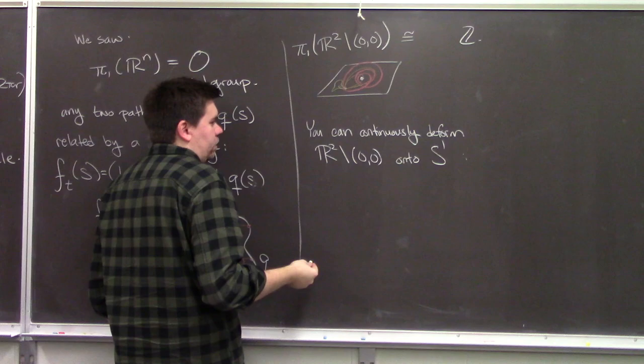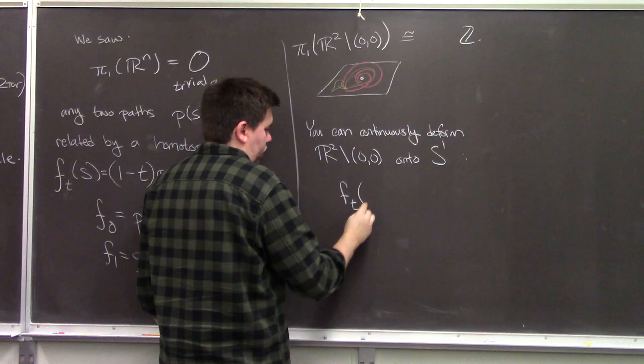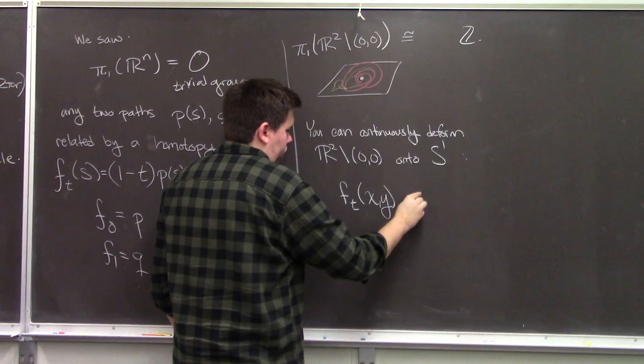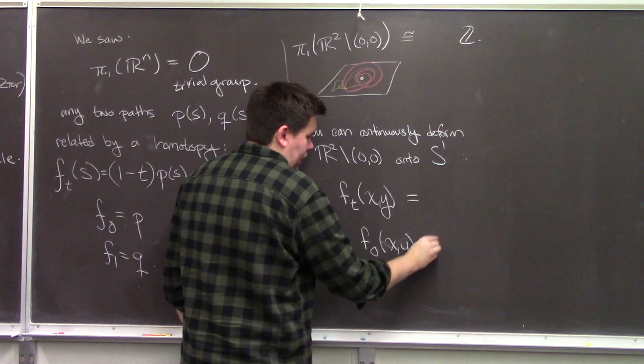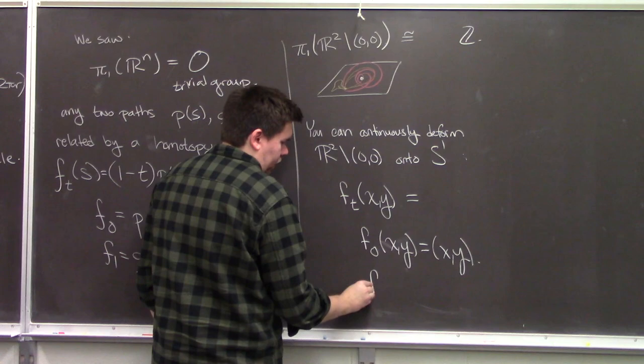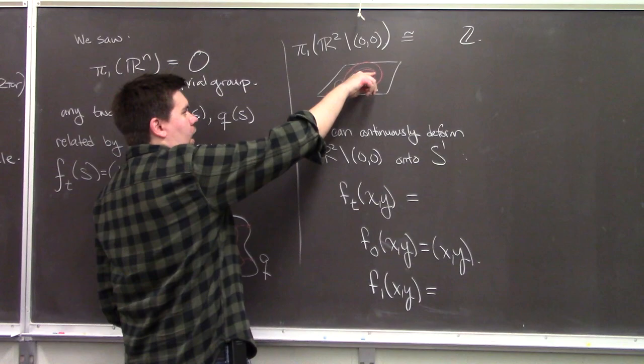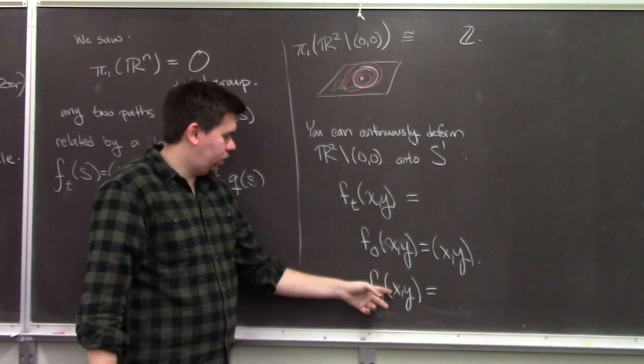So here's the map I'll define. Let me define f of t to be a map that, at time 0, is just the identity. So I want f0 of a point to just be that point. But then I want to end up at time 1 with it having moved all those points onto the unit circle, the S1. So that would be taking some point and dividing it by its magnitude.